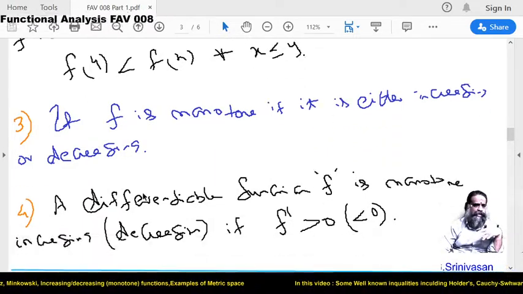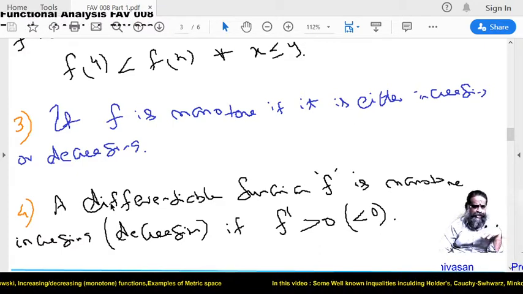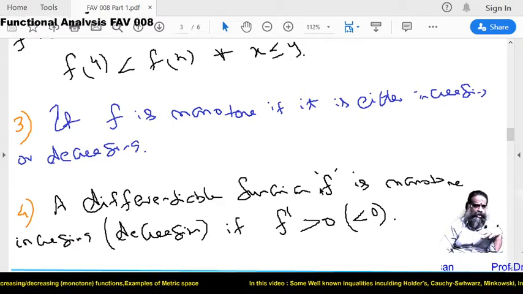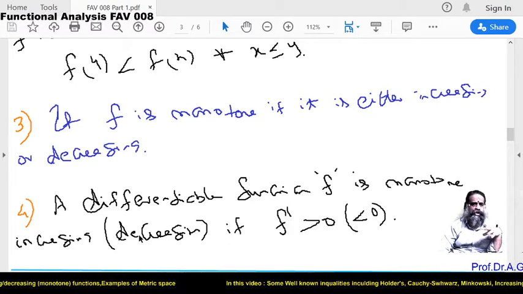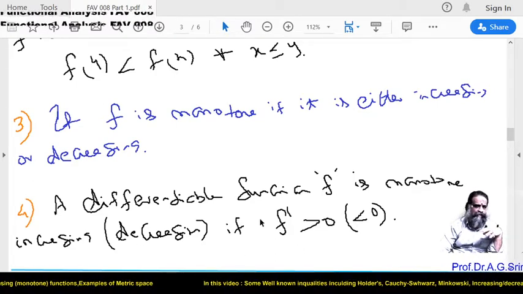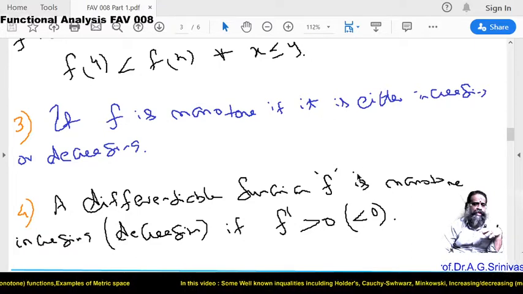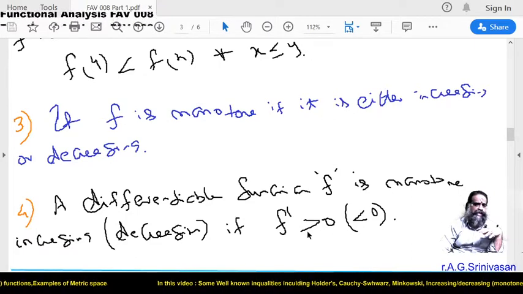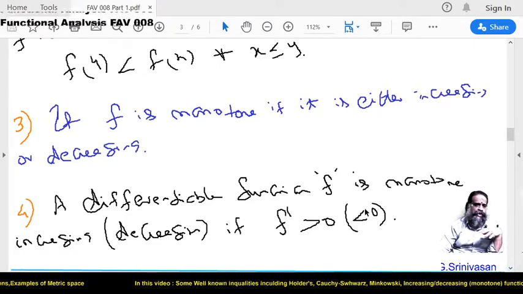And one more result: a function which is differentiable is monotone increasing or monotone decreasing based on f dash. If f dash is positive, it is monotone increasing. If f dash is negative, it is monotone decreasing.